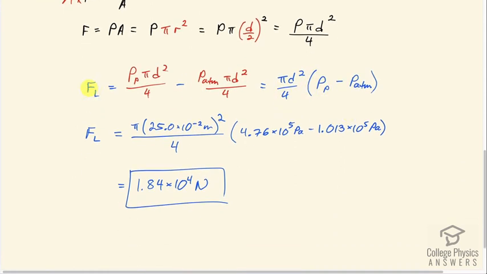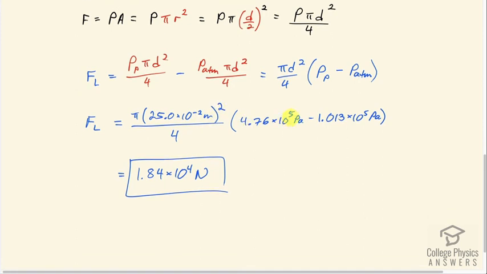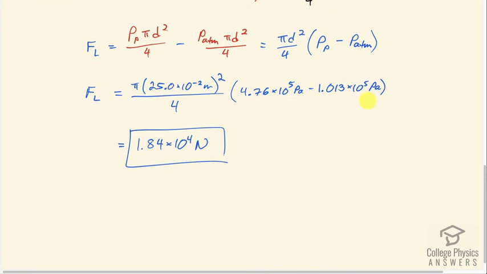So basically the force due to the lid is the force due to the net pressure, so the amount by which these pressures differ. So that's pi times 25 times 10 to the minus 2 meters diameter squared divided by 4 times 4.76 times 10 to the 5 pascals minus atmospheric pressure gives a force of 1.84 times 10 to the 4 newtons.